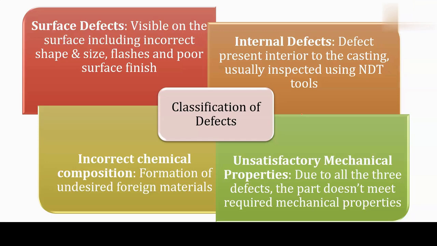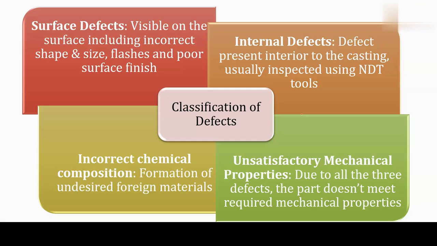The next kind of defect is the internal defects. This kind of defect is not visible to the human eye, as it is usually present in the interior of the casting. How can these defects be identified? Usually by inspecting using an NDT tool. NDT is nothing but a non-destructive testing tool. In your higher semester, you will come to know about what NDT is.